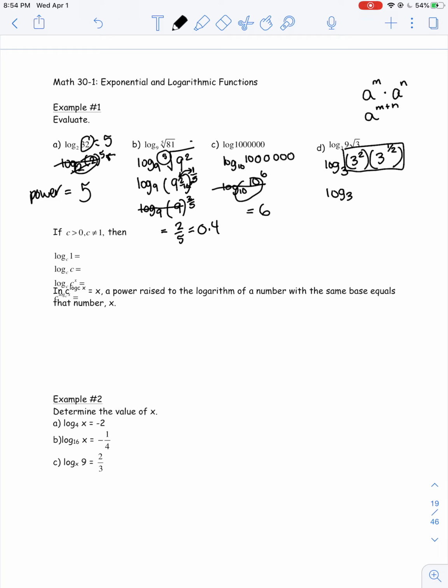So it's going to be log base 3. You're going to have to write it as 3 to the power of 2 plus 1/2. So we have to add 2 plus 1/2. So 2 over 1 plus 1/2, we get common denominators by multiplying this by 2 and this by 2. So that's 4 over 2 plus 1/2 equals 5 over 2. So we have log base 3 of 3 to the power of 5 over 2. These cross off, leaving you with the answer of 2.5, which is 5 over 2.